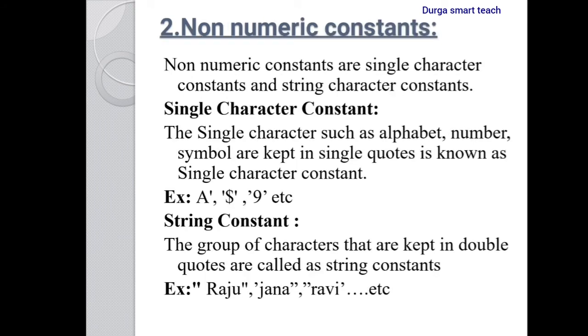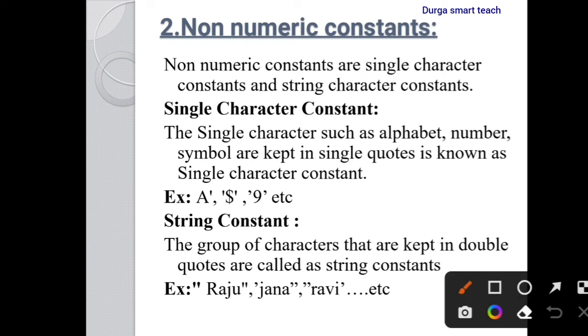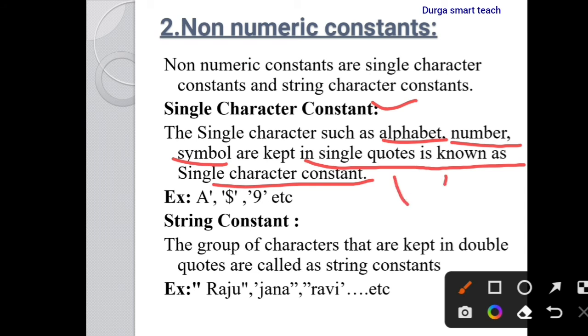Next one, non-numerical constants. Non-numerical constants are of two types: single character and string constant. Single character constants are only one single character. That character may be an alphabet, number, or symbol, kept in single quotations. Characters are normally represented in single quotations, whereas strings are represented in double quotations.